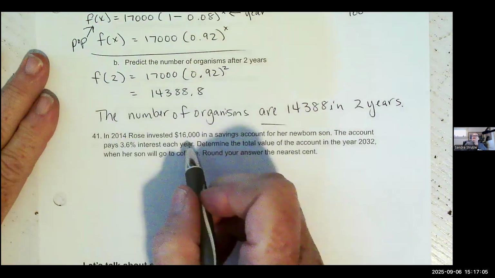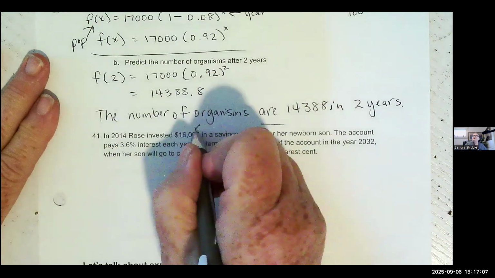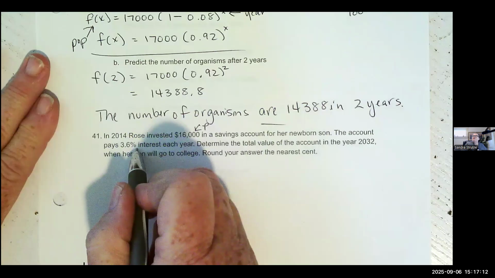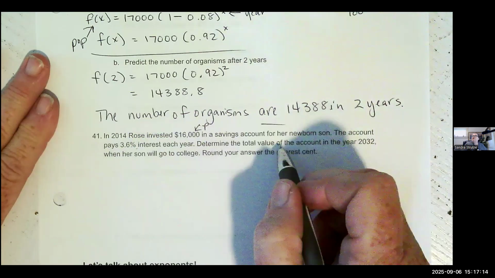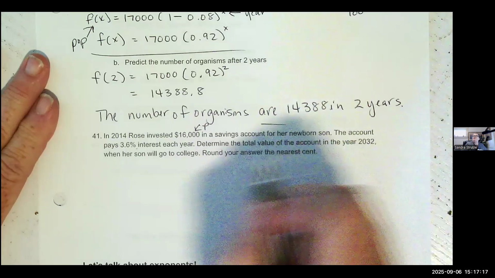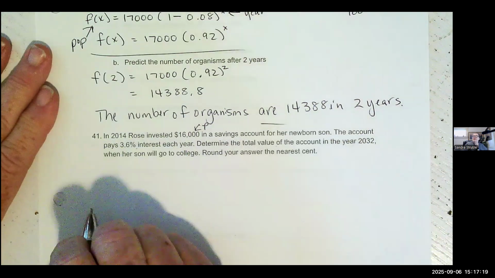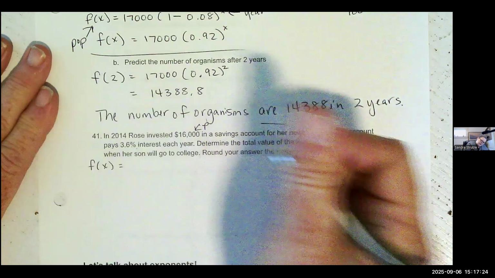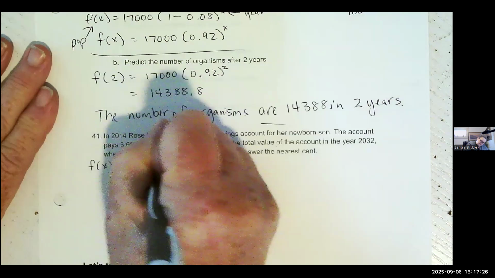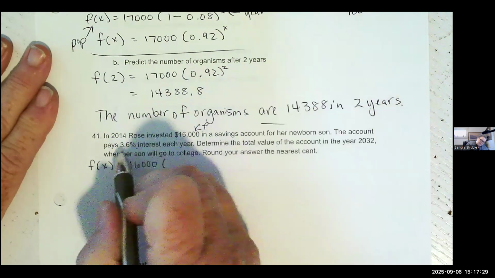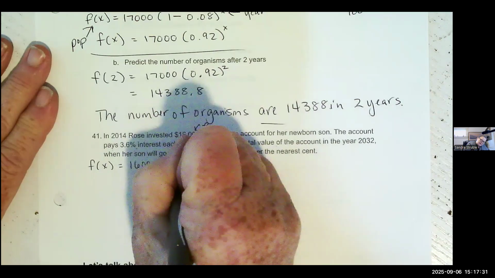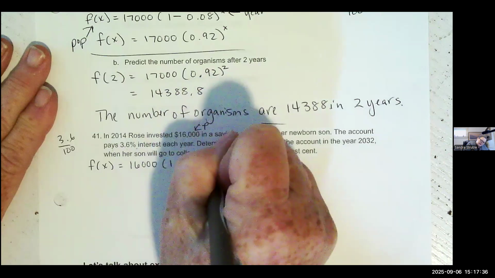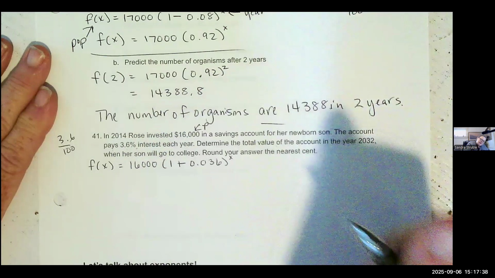So Rose invests 16,000. That's the initial amount. The account pays 3.6% interest. There's her rate. And the total value of the account in the year 2032. So we need to figure out the time. First, let's write a function. Initial value 16,000. It's increasing. It's paying 3.6% interest. So 1 plus 3.6 divided by 100 is 0.036, raised to the x power. I'm just going to simplify this real quick.